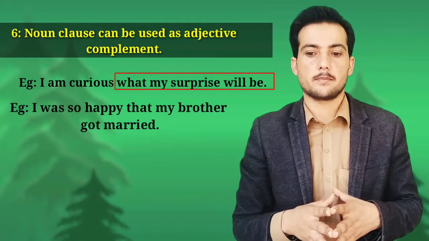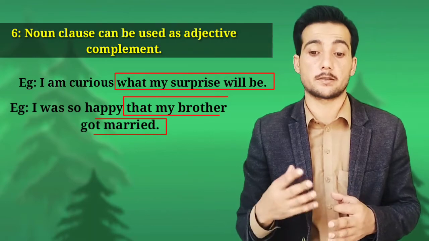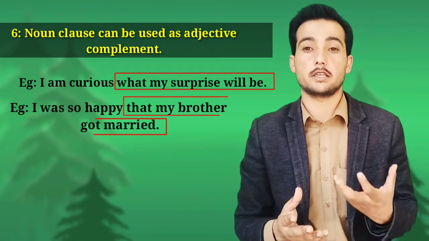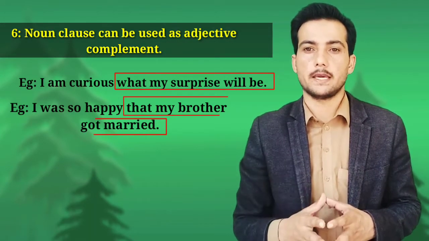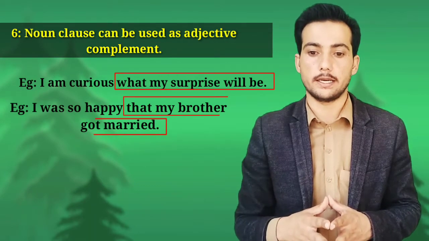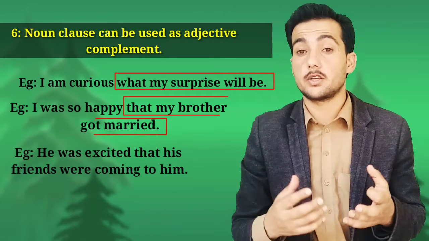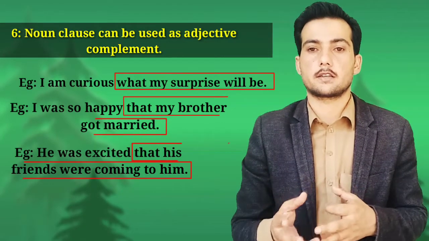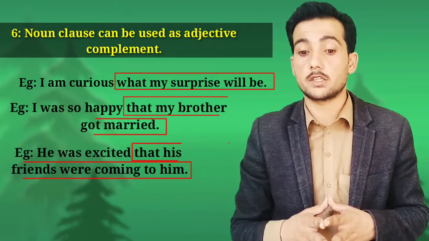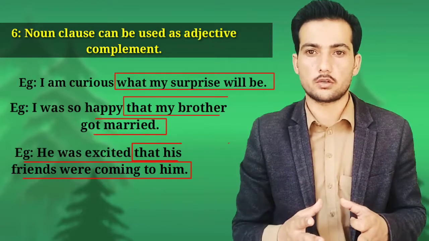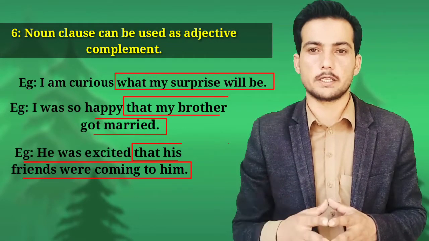I was so happy that my brother got married. Again, happy is an adjective, and after that my brother got married, which consists of a subject and verb, and along with that it is a group of words. So that is why it is a noun clause, but here it functions like an adjective complement. He was excited that his friends were coming to him. This sentence also consists of an adjective. He was excited. Why? That his friends were coming to him. That his friends were coming to him is an adjective complement, and that is why it is a noun clause, but here it functions like an adjective complement.